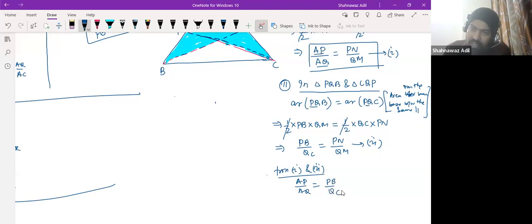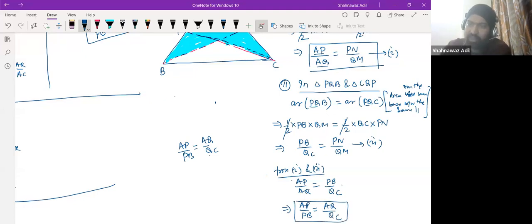But we have not reached our answer, right? The answer is AP by PB and AQ by QC. So we have to rearrange this. AP is there, AQ is there, PB is there, QC is there. So we take this thing to the other side, this thing to the other side. So this would be this.